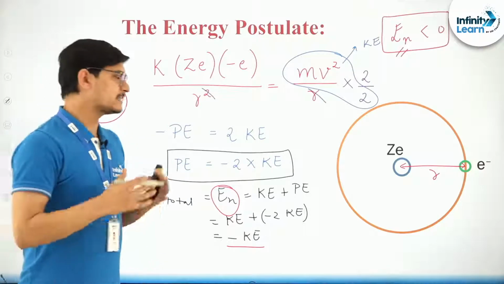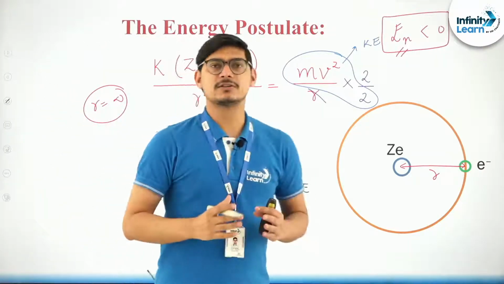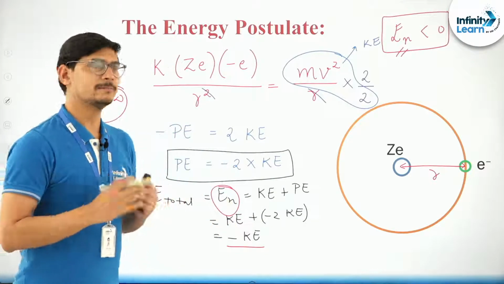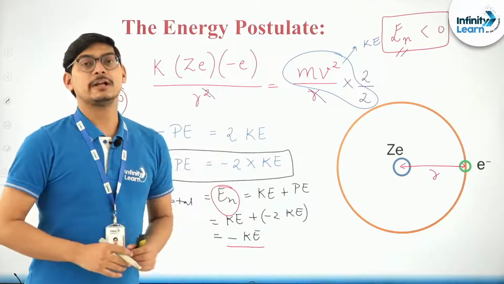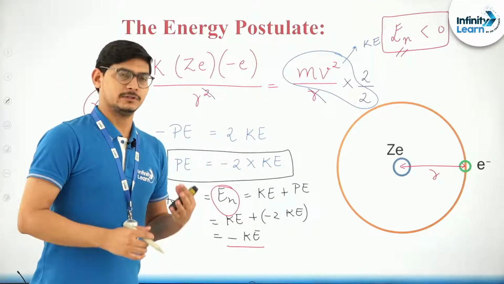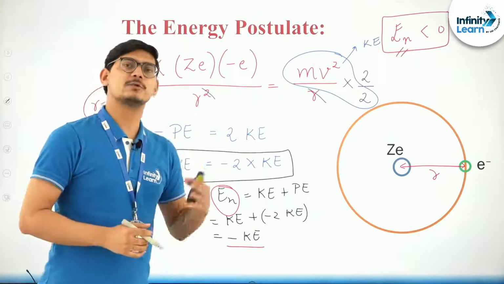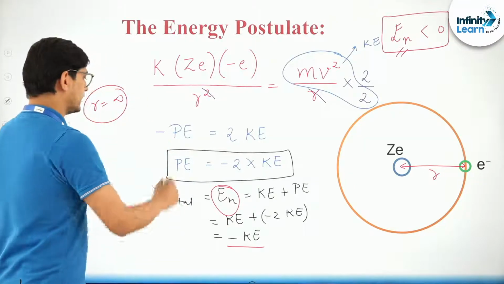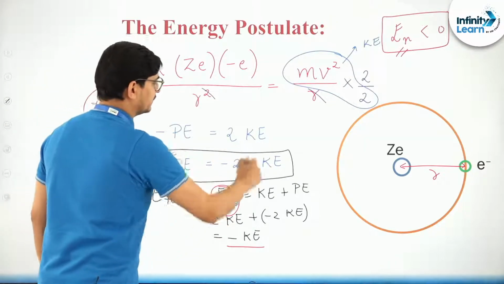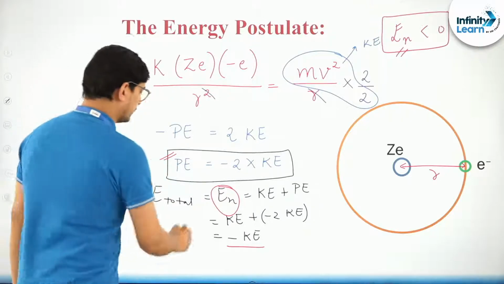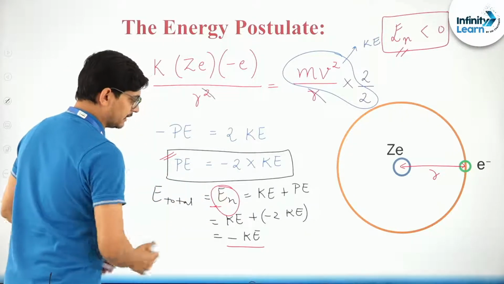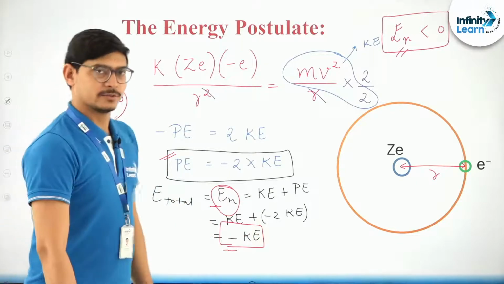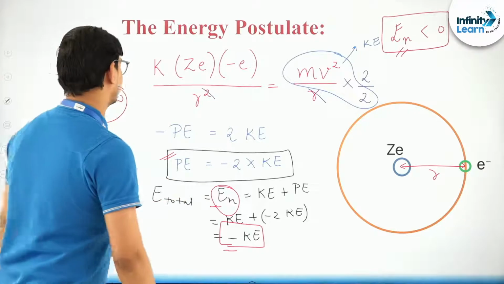Okay, so let me just summarize. The energy of a free electron is taken to be 0, it is assumed to be at rest, no energy. And the energy of a bound electron is taken to be negative. This means that a bound electron is more stable than a free electron. Is that clear? So these are the two things that you should remember. First, potential energy is negative twice of kinetic energy, and the total energy of electron is just the negative of kinetic energy. Is that clear, guys? Okay, now let us write the expression for this.